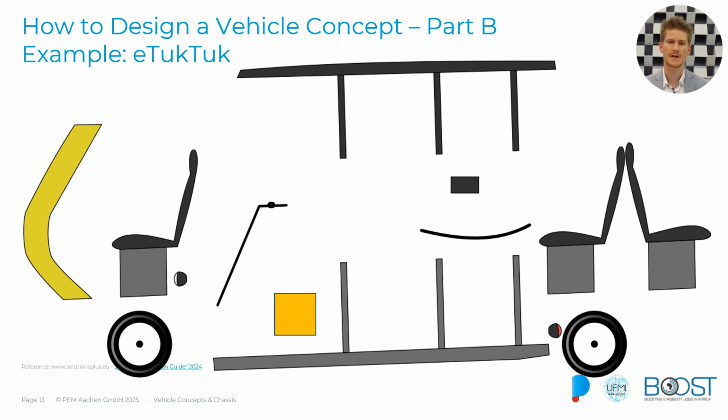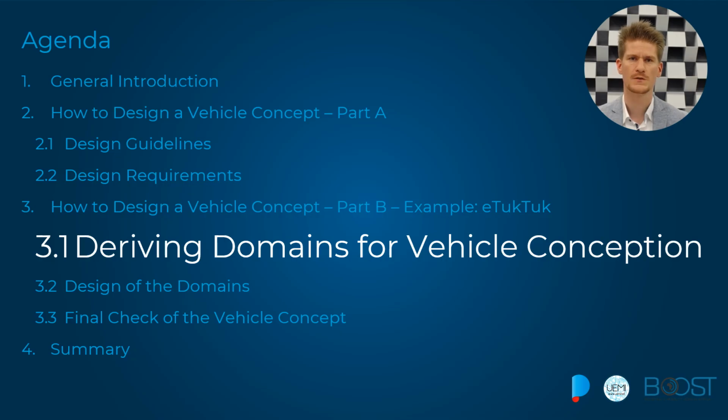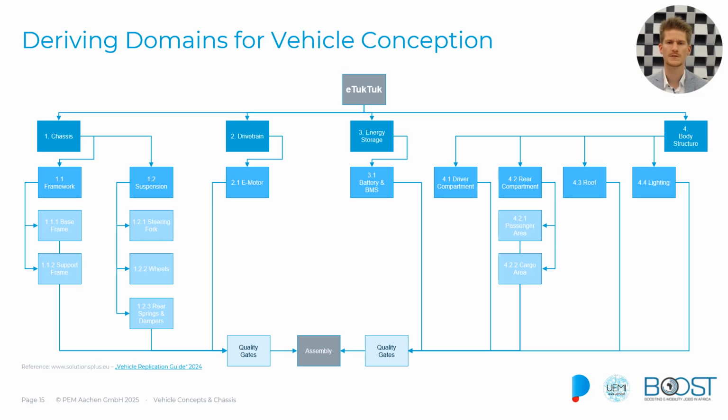And if we do this in a more logical way, we can come up with a structure we're going to see next. Deriving domains for vehicle conception will give us this structure. And what we can see here is that we now have the e-tuk-tuk on top, and we divide it into our domains of the chassis, the drivetrain, the energy storage, and the body structure.